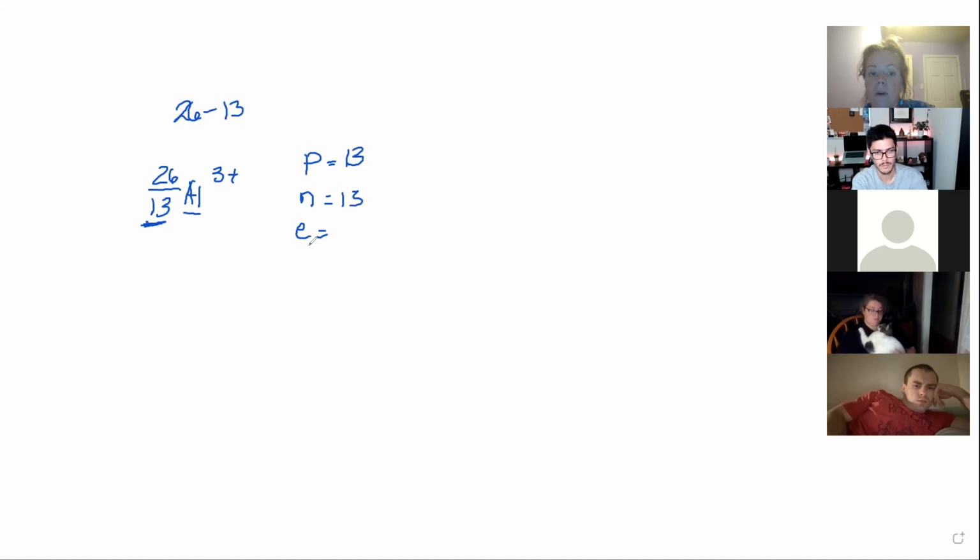Okay. The number of electrons has to do with the charge. So we do have a charge on this particle. Charge 3 plus is going to equal my protons, which is 13, minus my electron value. Well, I need to subtract 10 out in order to get the positive 3. So we'll go with 10 here. So 13, 13, and 10.